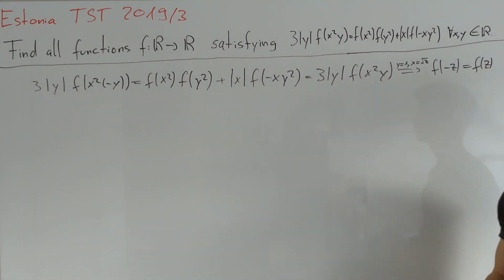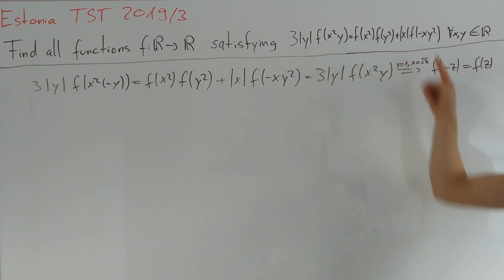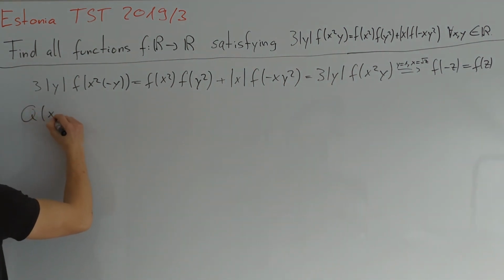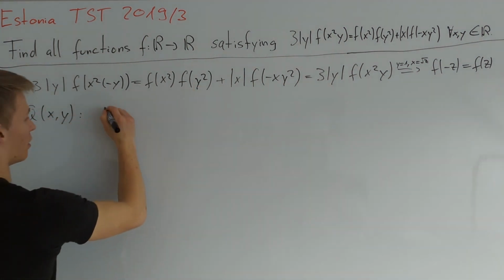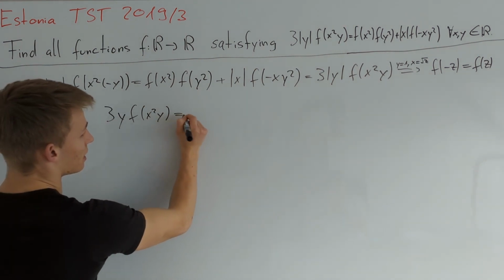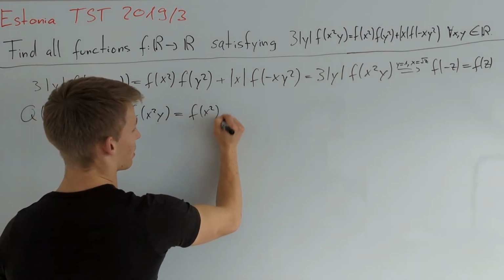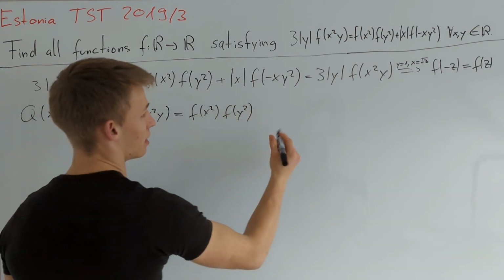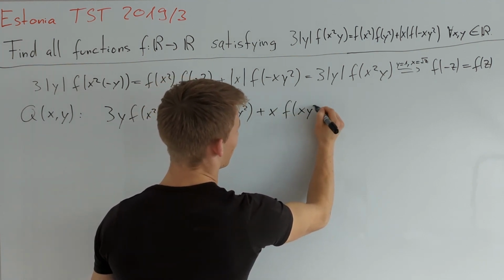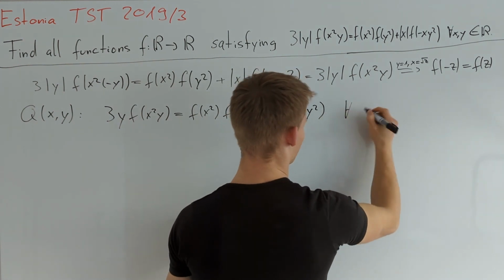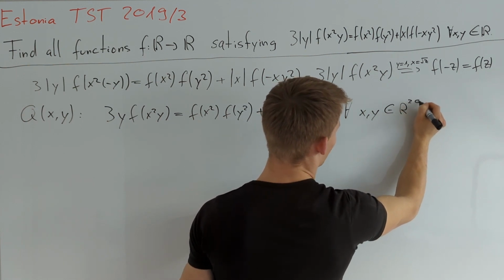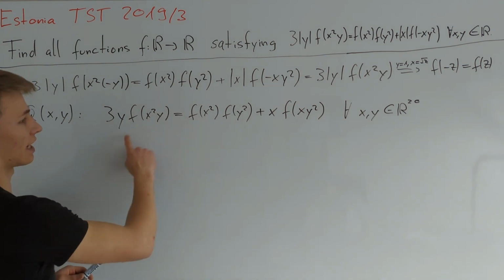This means that it is enough to focus on non-negative values for x and y in this functional equation, and therefore this equation becomes the equation, I call it Q of x comma y, which is 3 times y f of x squared y is equal to f of x squared f of y squared plus x times f of x y squared, and this should hold for every x and y from the non-negative real numbers.